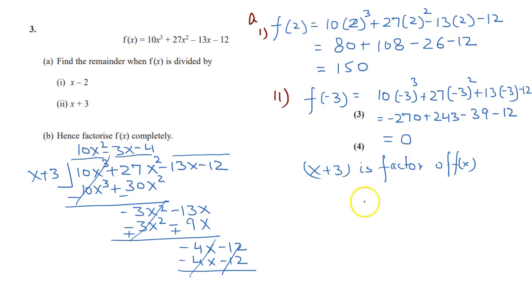So one factor is this, another factor is 10x square minus 3x minus 4. Now to factorize it, 10 times 4 is 40. Are there any factors of 40? 10 times 4. This can be 2 times 5 times 2 times 2. 5 times 2 is 10 and 4. No. 5 times 4 is 20 times 2.